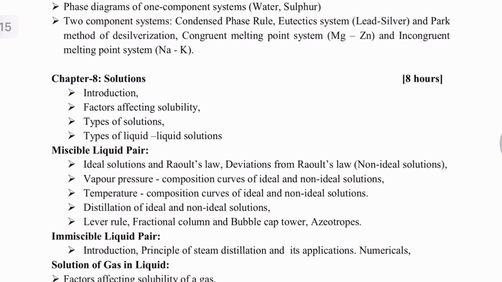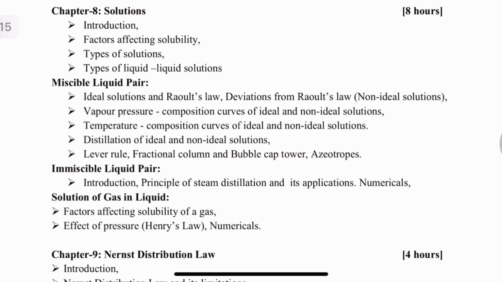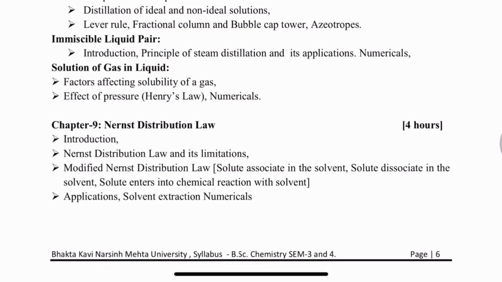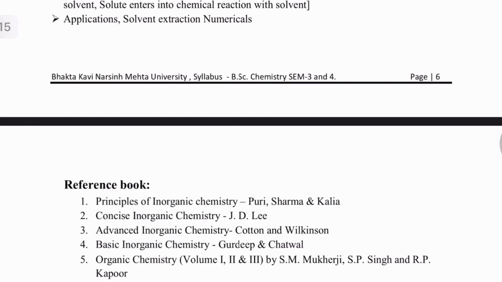Then after that your chapter number 8, solution. In this, factors affecting solubility, types of solution, types of liquid-liquid solution, miscible liquid pair, immiscible liquid pairs, right? Solution of gas in a liquid. Then after that your chapter number 9, Nernst distribution law. What is Nernst distribution law? What is the limitation? Method, modified Nernst distribution law, application, solvent extraction, and then after that numericals, right?